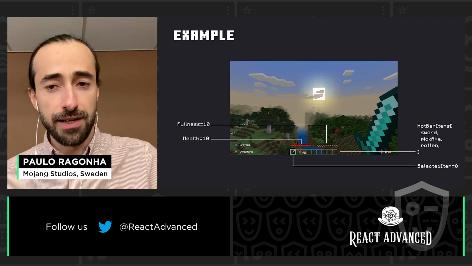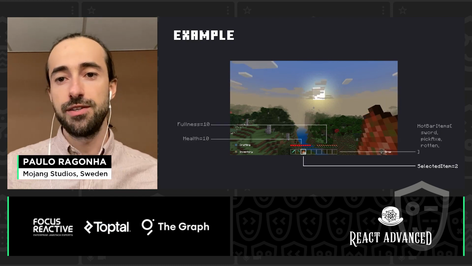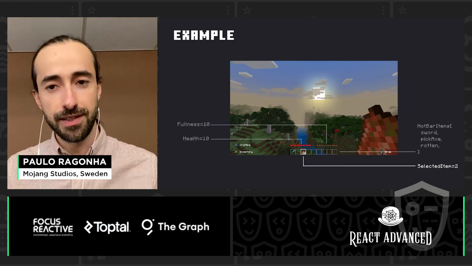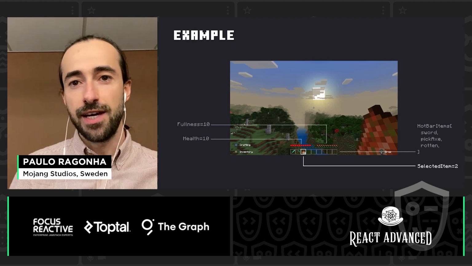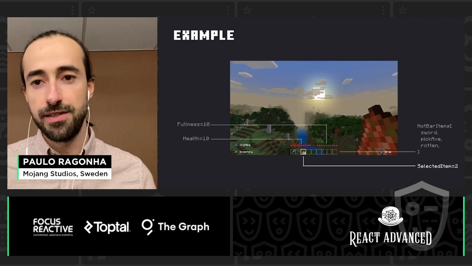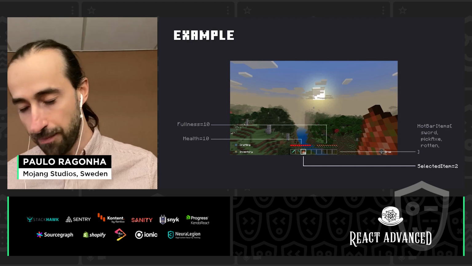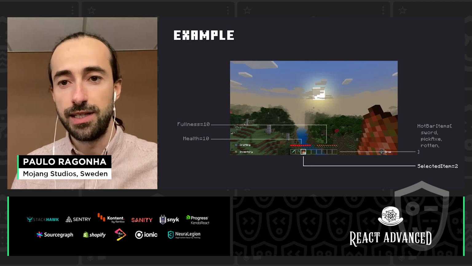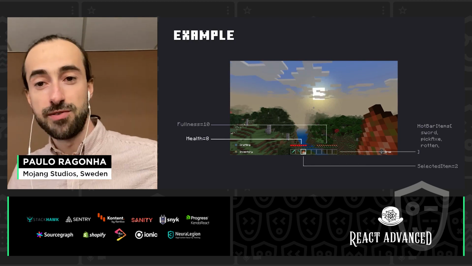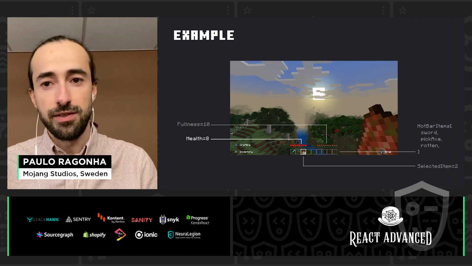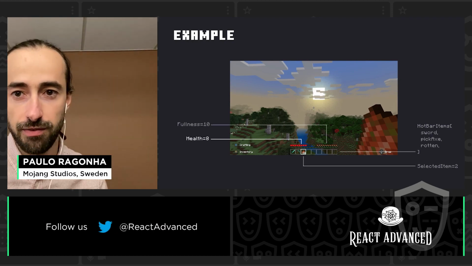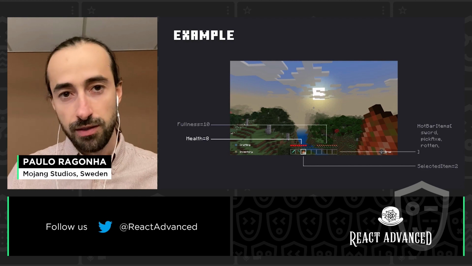But a player can also, by interacting with the game, change the selected item to be the rotten flesh. And that not only affects the game itself, but also needs to be reflected in the UI. And the player can also take damage, right? Let's say a mob comes and a creeper blows up next to the player, and then we need to take some health damage, and here the health has dropped to 8.